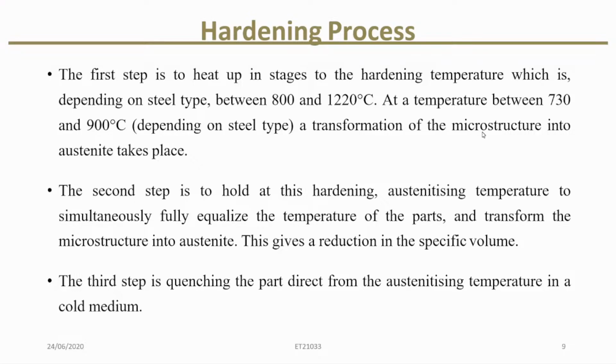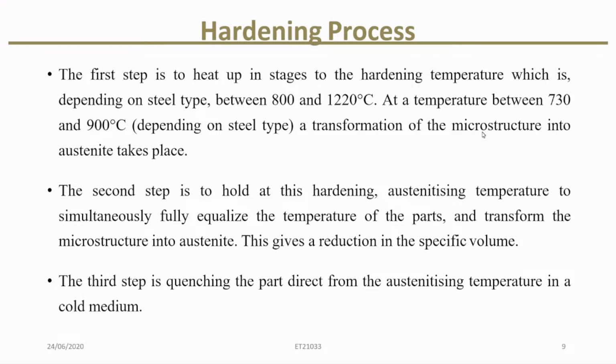Okay, then the second stage is soak, which means hold. Once we reach the target temperature, we hold it there for a short time. That does two things. It lets the whole part reach the same temperature, and it lets the entire structure fully become austenite. During this, the metal's specific volume adjusts, a normal part of the phase change.